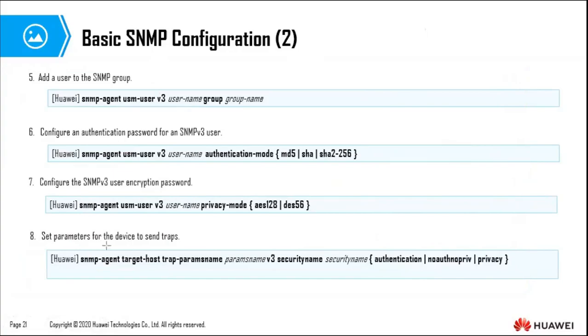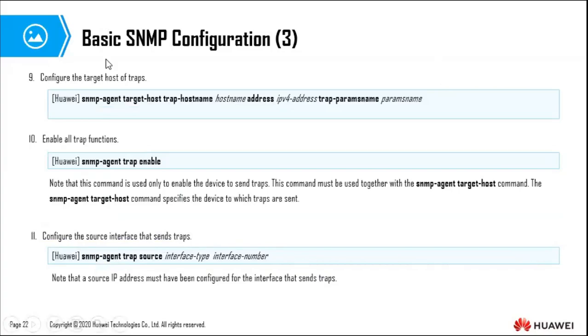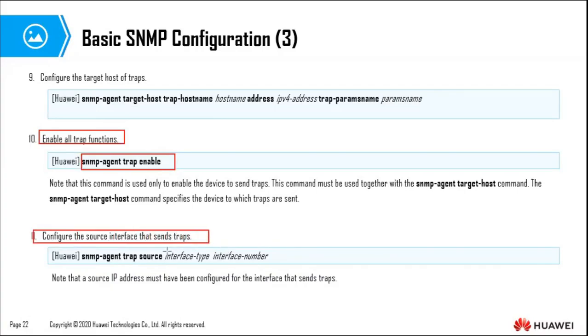Oh, trap parameter. Look here, how to set traps and send traps. snmp-agent target-host trap-paramsname, so you give it a name, then v3 securityname, then you can use authentication, no authentication, or privacy. By default, traps are not enabled. So to enable traps, you need to use snmp-agent trap enable for the device to be able to send alarm notifications. Then you also need to configure the source interface that sends the trap. The command to do that is snmp-agent trap source, then the interface type and the interface number that is going to send out the trap to the NMS.